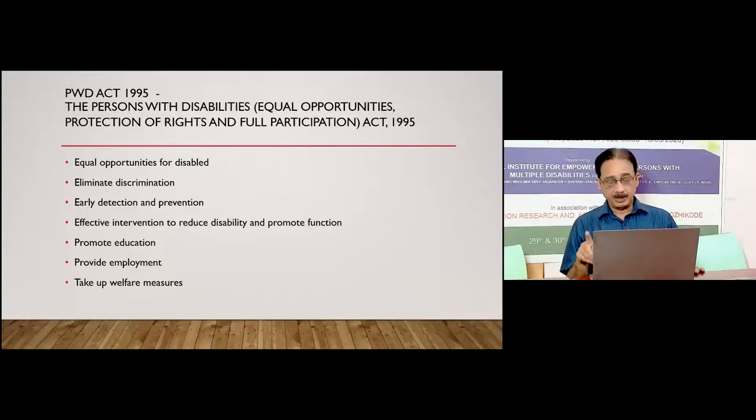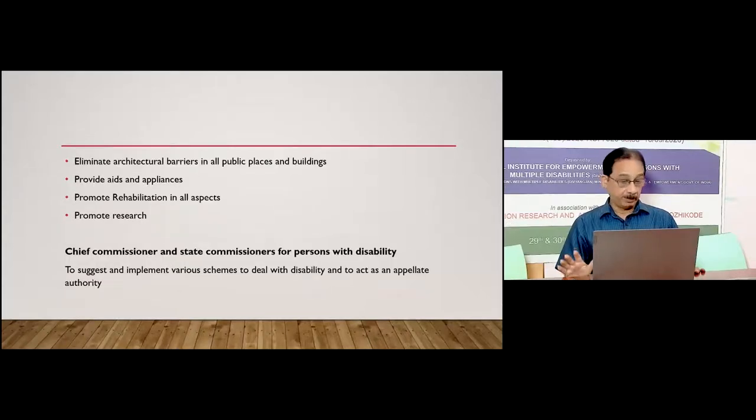But any act or rule is known by the year in which it is introduced in the parliament. So, PWD Act 1995 was introduced in parliament in 1995 and passed in 1996. And it envisages certain aspects like equal opportunities to the disabled. It aims to eliminate any type of discrimination, and it aims to get early detection and prevention of disability, and it also aims at effective intervention to reduce disability and promote function. Then it also aims to promote education, to provide employment, and also to take up welfare measures for the disabled, and also eliminate architectural barriers in all public places and buildings. As per this act, all public places should be disabled friendly, wheelchair friendly.